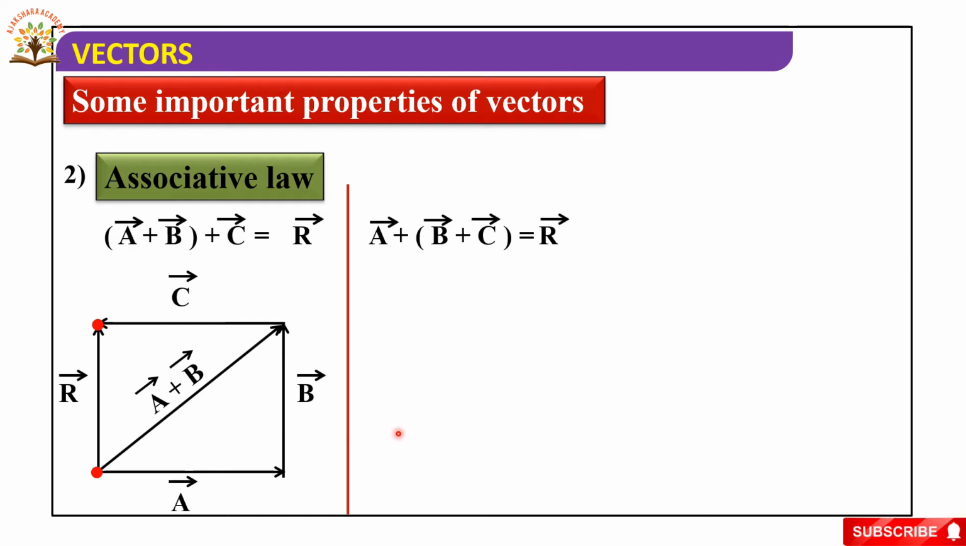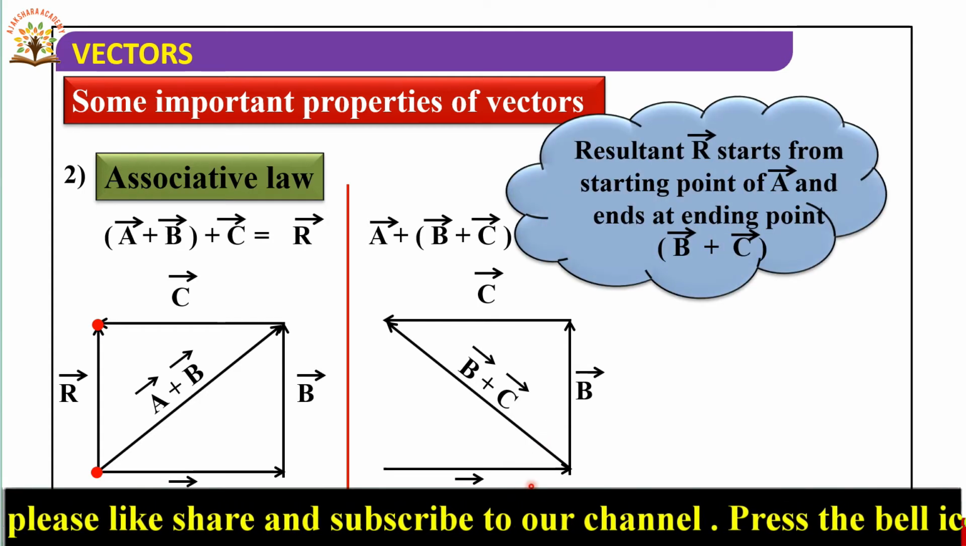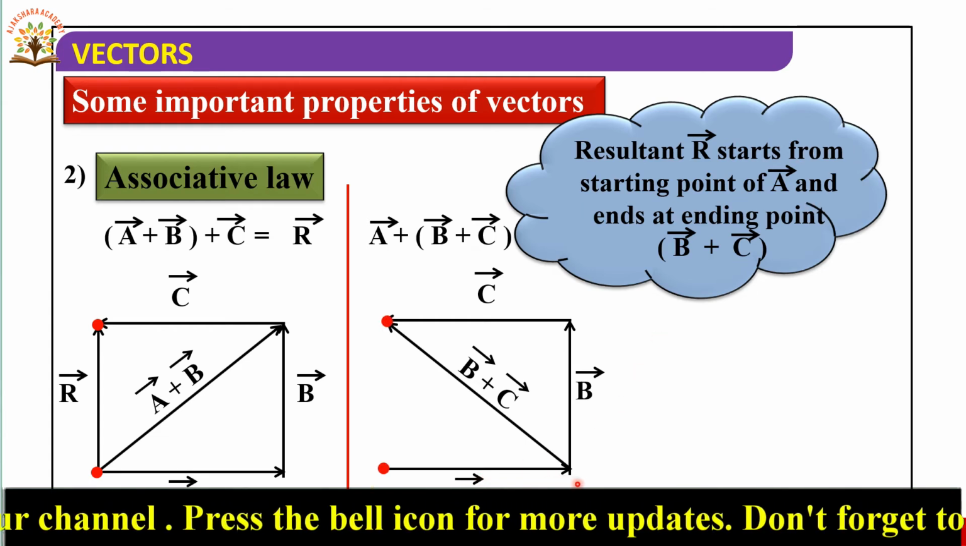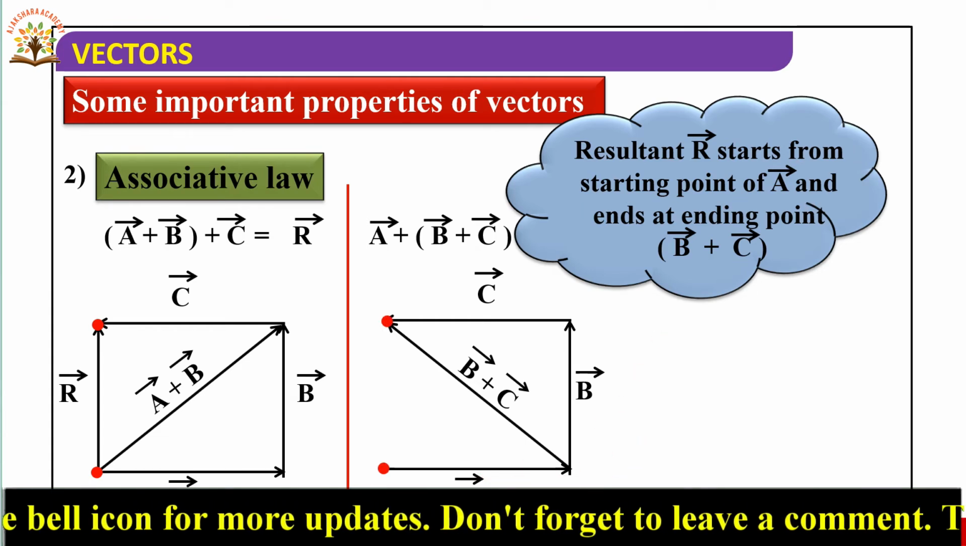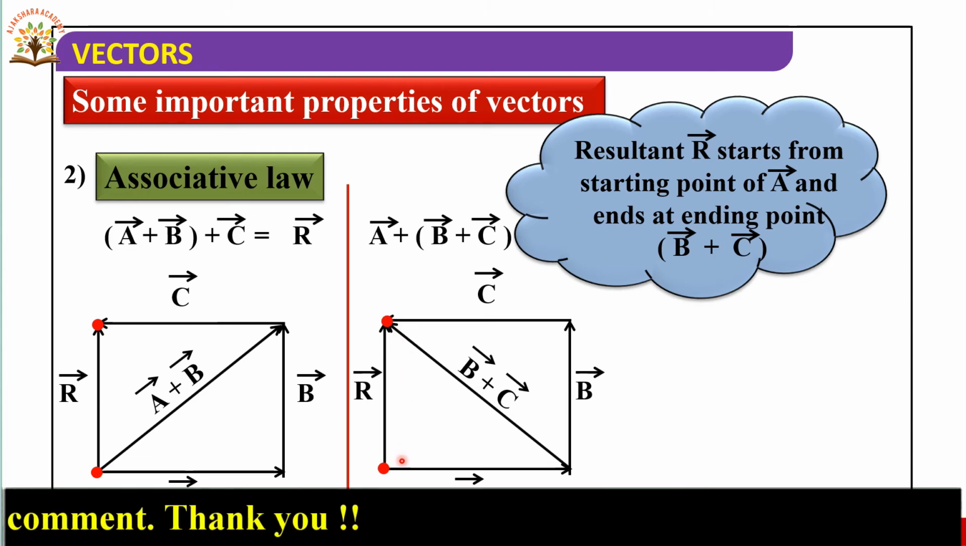Next, A bar plus B bar plus C bar is equal to R bar. One vector is B bar, and another vector is perpendicular to it, that is C bar. The resultant of these two vectors is B bar plus C bar, and another vector is A bar. So here the resultant R bar starts from the starting point of A bar and ends at the ending point of B bar plus C bar. Okay, this is the resultant of these vectors.